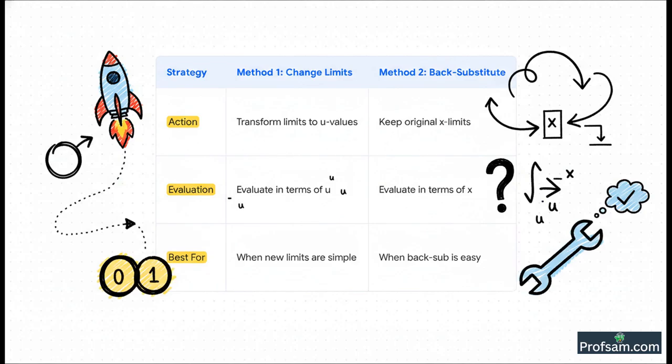So which one's better? Honestly, method 1 is often faster, especially if the new u limits turn out to be simple numbers like 0 or 1. But method 2 can feel safer to some students because it's a lot like the process you already know. The most important thing, they both give you the same correct answer.